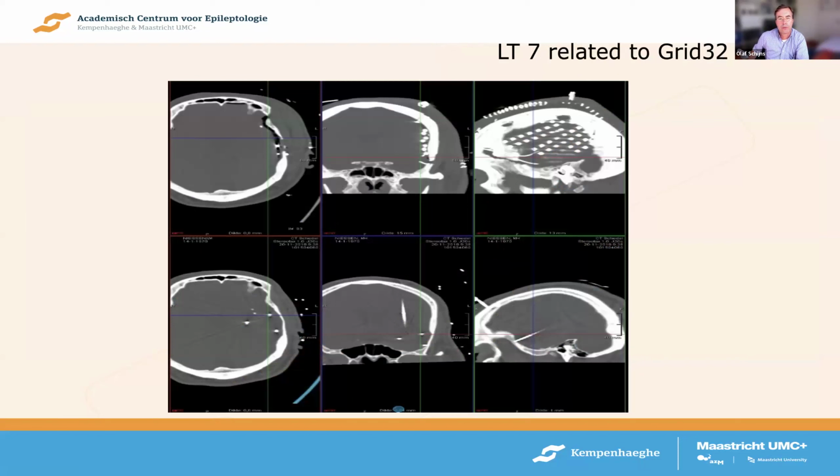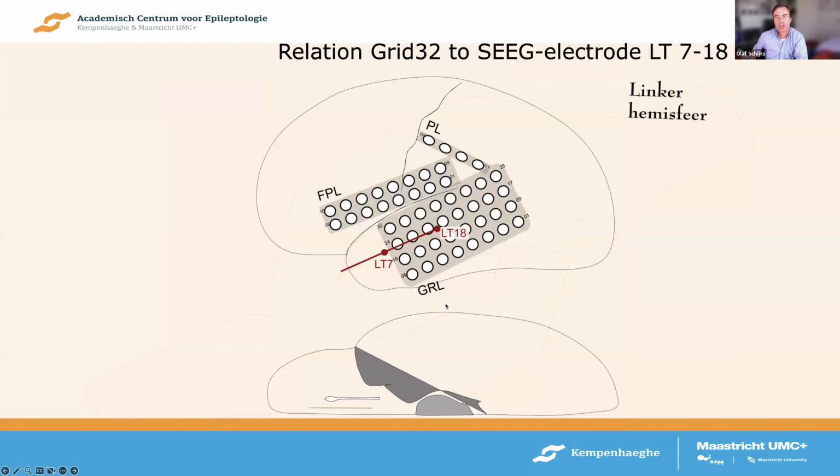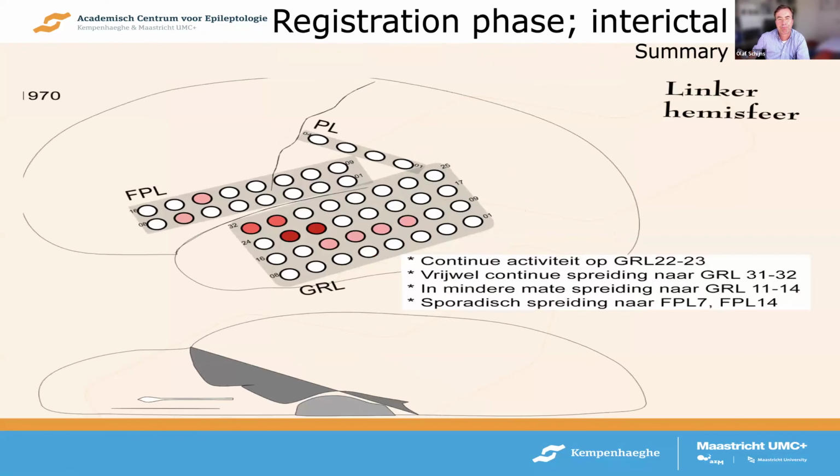When you fuse this with the CT, you see the grid, you see the depth electrodes, and you should look at this crosshair here. Then we project this on our scheme, and that means that LT 7 to 18 was comparable to the grid contact number 24 and backwards. So this depth electrode was comparable to those contact points on the 32 contact grid.